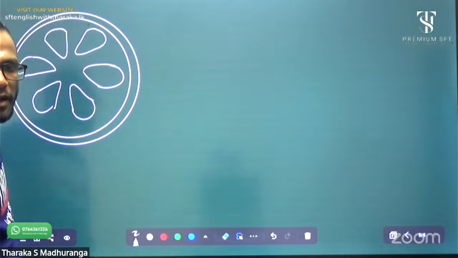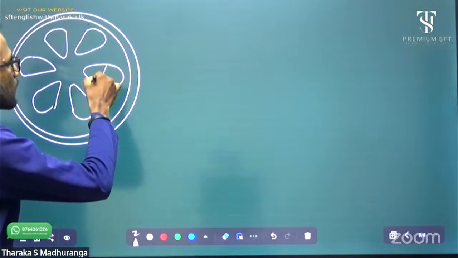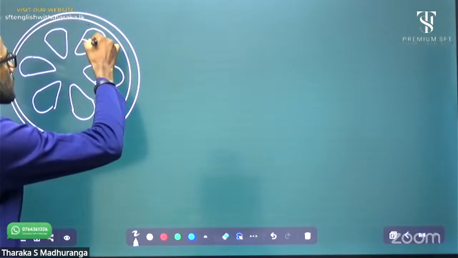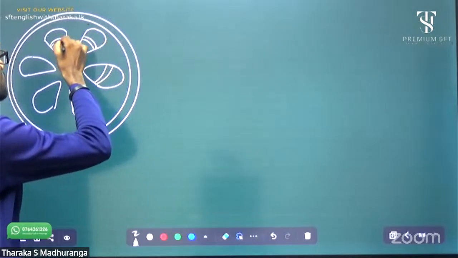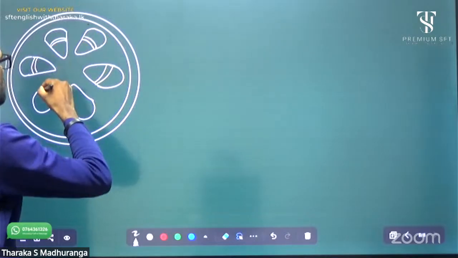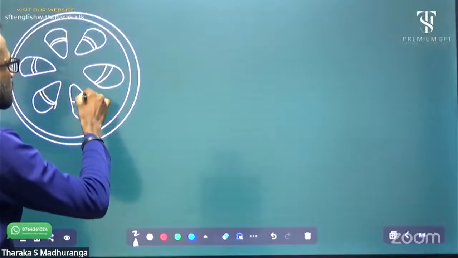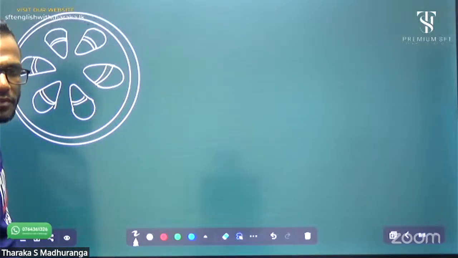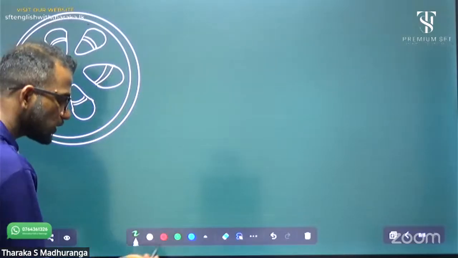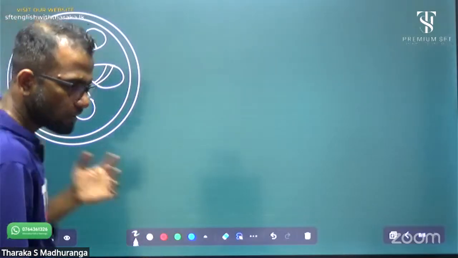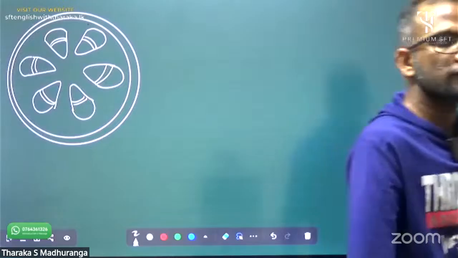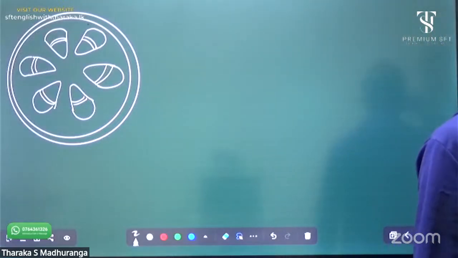Okay, they are the vascular bundles. They are meristem tissue, right? Now when this dicotyledon plant stem matured, what happened?